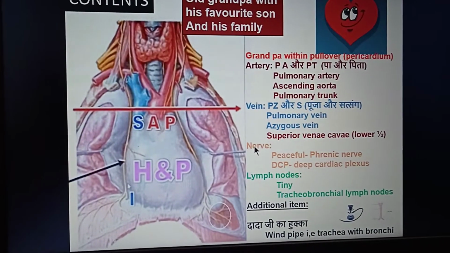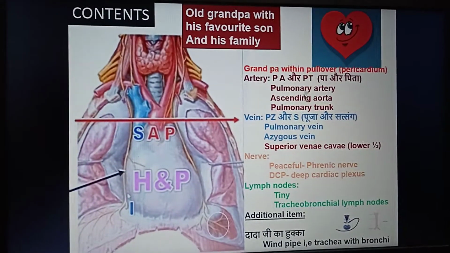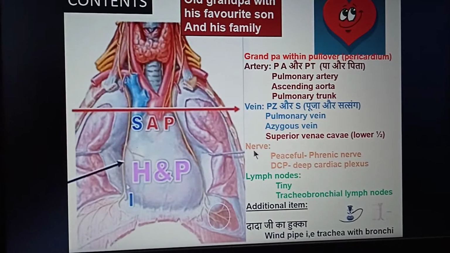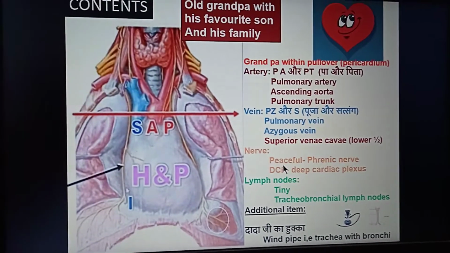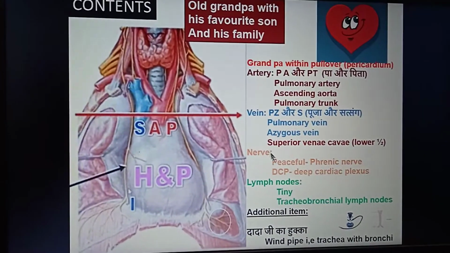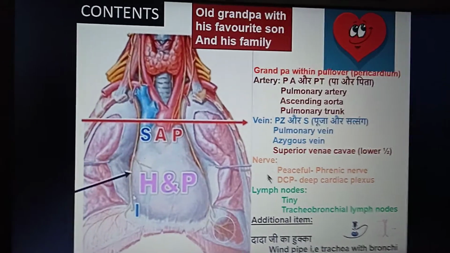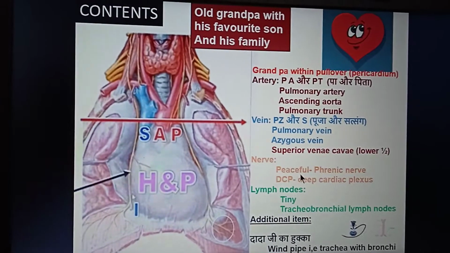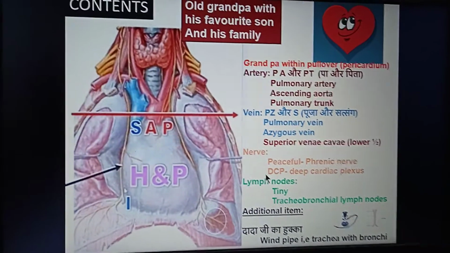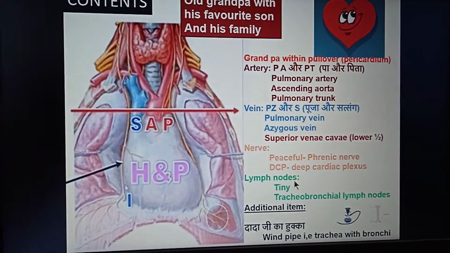Now nerve. As these parents are very honest, and very reliable children they are, so the nerve is also peaceful. So phrenic nerve, and one child is Deputy Commissioner of Police. They are very intelligent. So deep cardiac plexus, Deputy Commissioner of Police, and one peaceful child, that is the phrenic nerve.